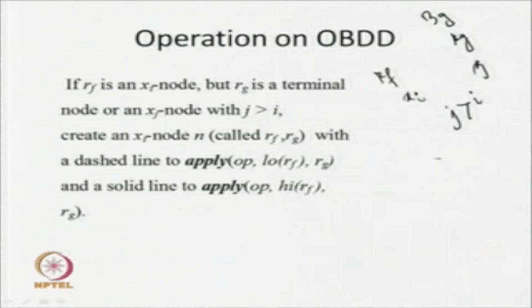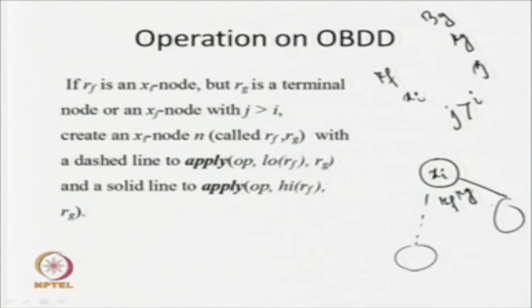So, we are going to create an xi node at that particular point, and again similarly it will be labeled by RF and RG, because these are my root nodes, and similarly we are going to construct these two nodes. So, what will be the position over here? You just see that we are going to now call apply, this particular operation OP, low of RF and RG, because RG is independent of your xi.